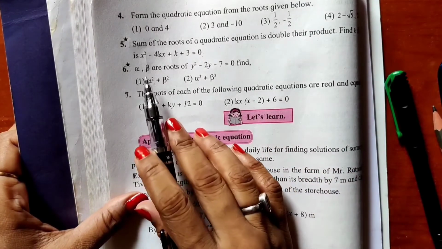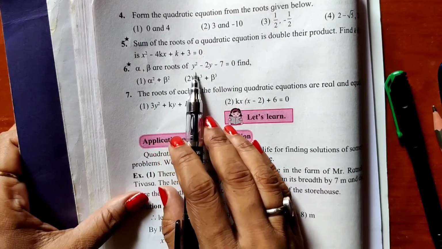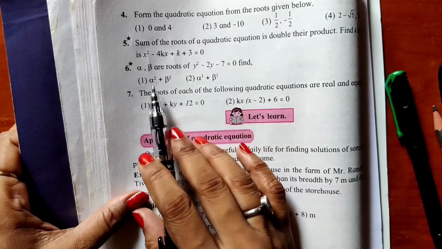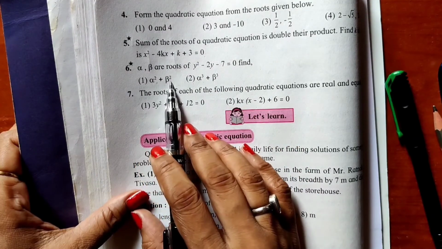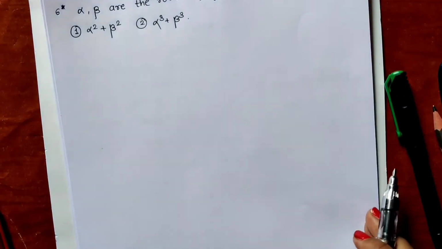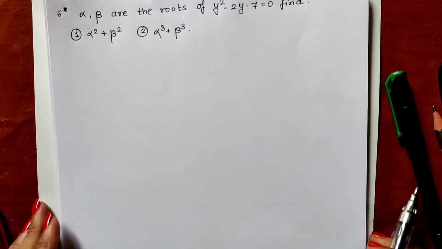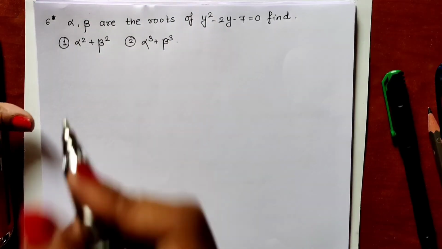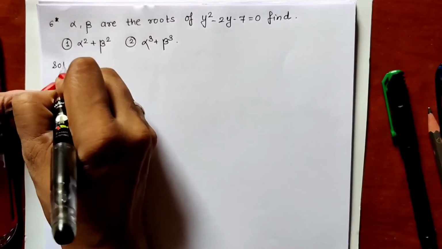Now sixth question. Alpha, beta are the roots of y square minus 2y minus 7 is equal to 0. We will have to find the value of alpha square plus beta square and alpha cube plus beta cube. So let us solve. I have written the question as it is on my page. Let us start our solution.